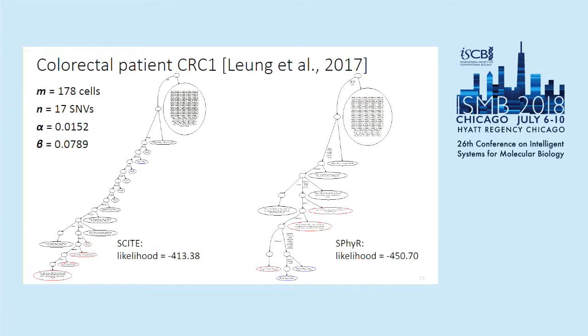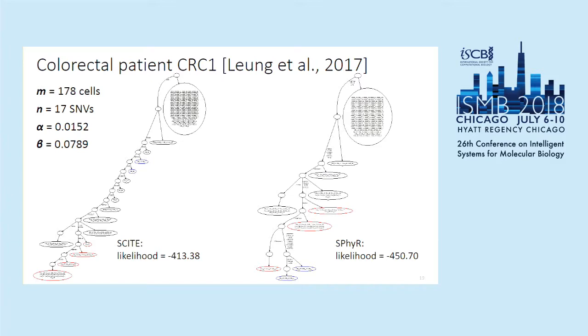So in real data, I looked at a colorectal patient described by the group of Nick Navin, and the resolution is really bad. You can still see the colors. Here I'm showing you the tree that was published in the paper, and this tree was inferred using SiFit, which uses the perfect phylogeny model, the infinite sites assumption.